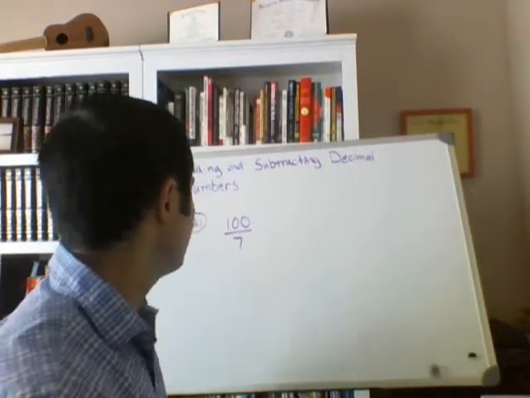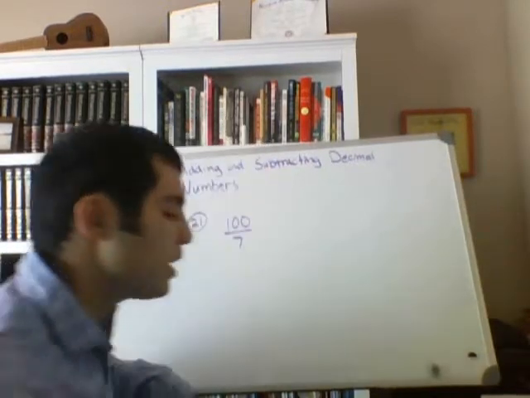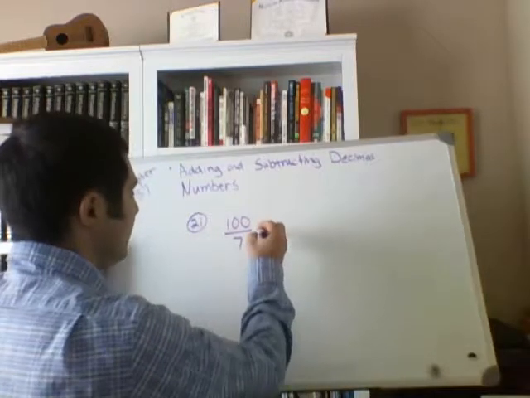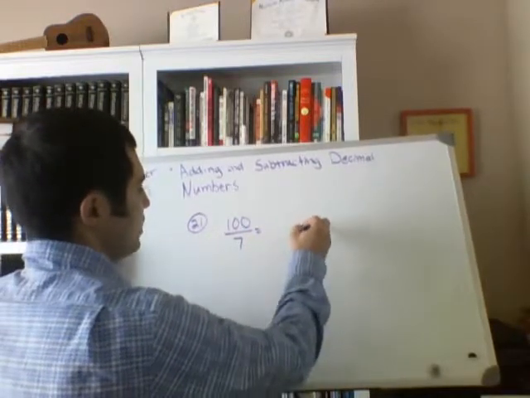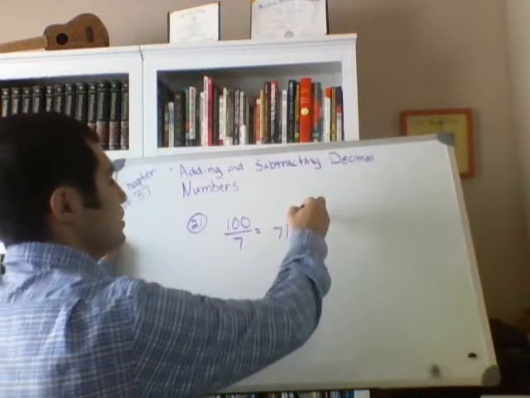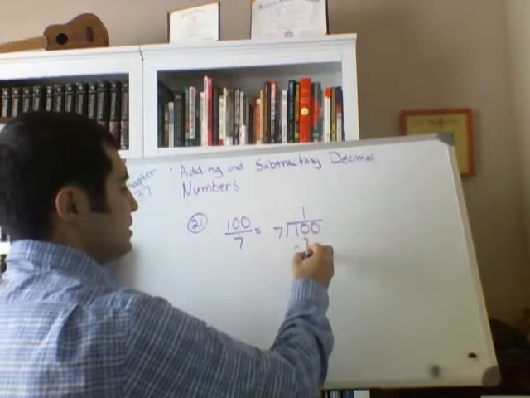Alright, number 21 says write this as a mixed number. Right now it's an improper fraction. Whenever you change an improper fraction to a mixed number, you do top divided by bottom. Alright, so let's do top, which is 100, divided by bottom, which is 7. 7 will go into 10 one time. 1 times 7 is 7. Subtract. 10 minus 7 is 3.